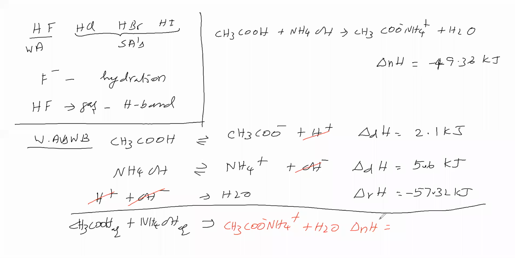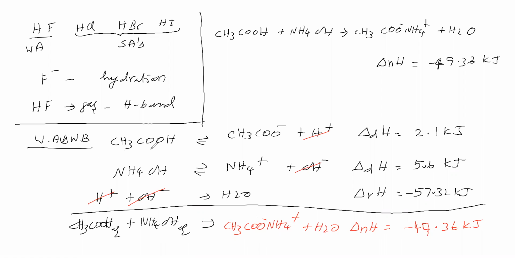Now, what is the amount of heat involved? The heat involved is this much. So the enthalpy of neutralization of acetic acid versus ammonium hydroxide is minus 49.36. Minus 49.36. Why is it so?